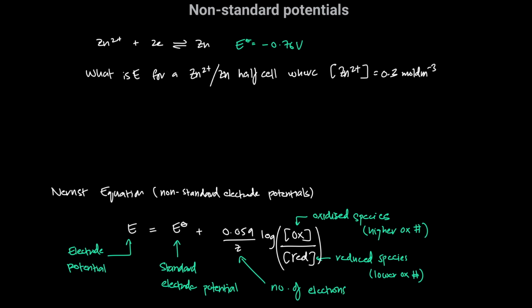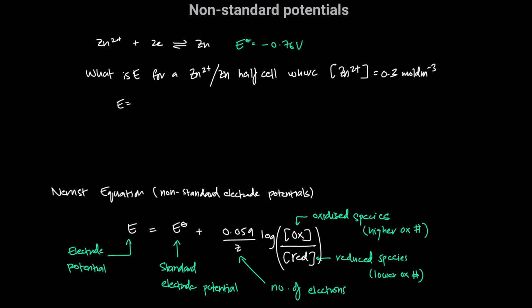First of all, we know that the concentration of zinc here is lower than 1 mole per decimeter cube. So we expect this equilibrium to shift to the left. This equilibrium will be further to the left than the standard equilibrium, and therefore the value for E would be more negative. And we can use the Nernst equation.